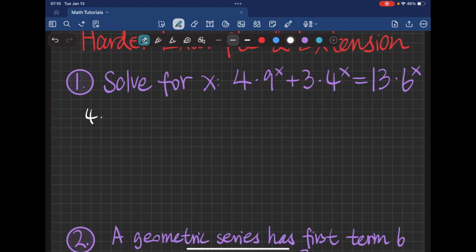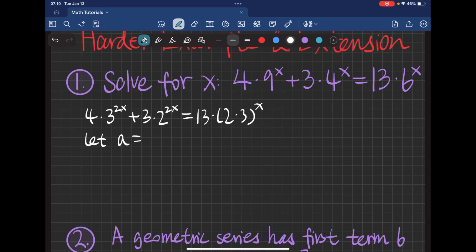This will be 4 times 3 to the power of 2x plus 3 times 2 to the power of 2x equaling 13 times 2 times 3 to the power of x. So what we can notice is that there's 3 to the power of 2x and 3 to the power of x, and then 2 to the power of 2x and 2 to the power of x. So we can have double substitution. Let a equal 3 to the power of x and b equal 2 to the power of x.